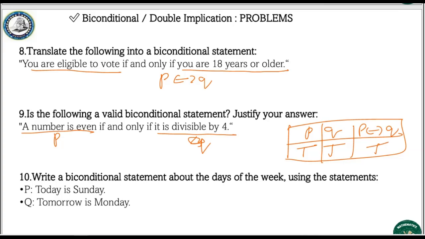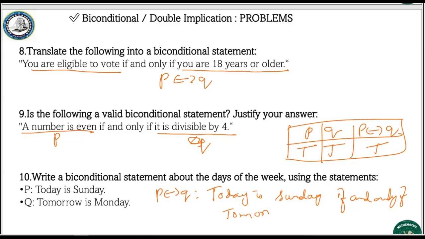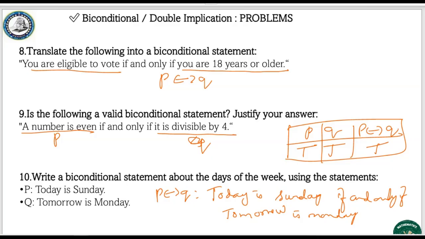Write a biconditional statement about the days of the week using the statement: today is Sunday, tomorrow is Monday. What will it be? P double implication Q. Today is Sunday if and only if tomorrow is Monday. This is how you'll write the biconditional statement, or double implication.